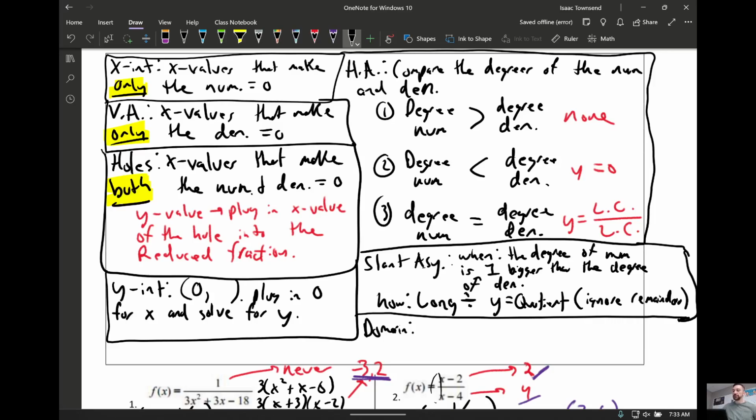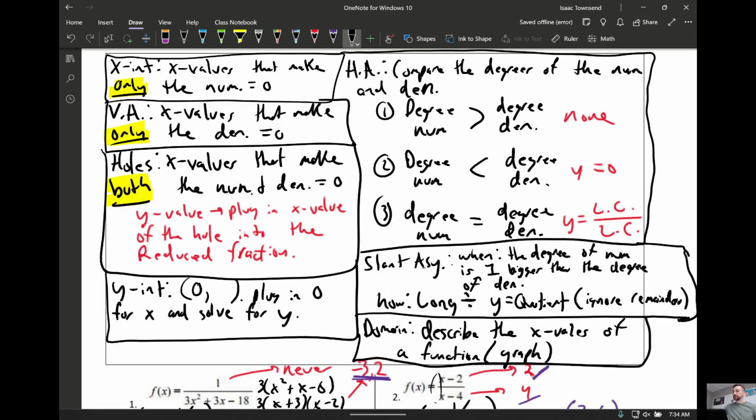But the last piece we need in here is domain, and just like all other math stuff, this is a good way to describe the x values of a function and or its graph. So basically, what x values make sense for that function.